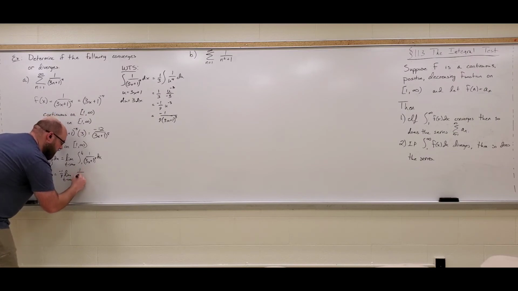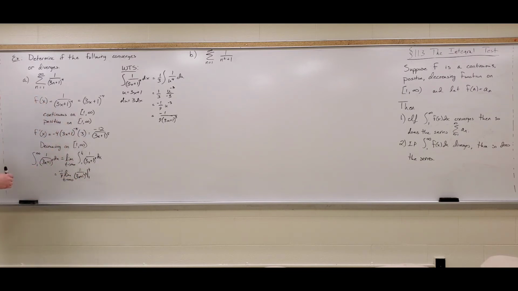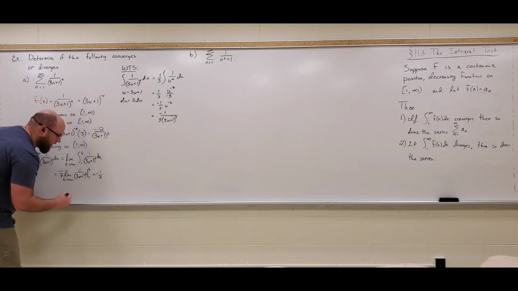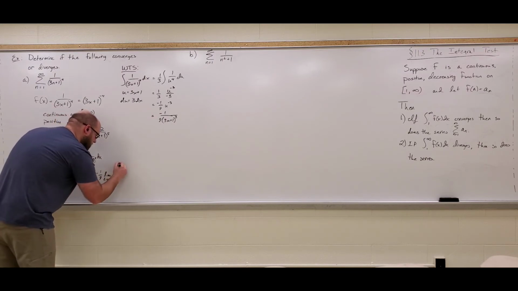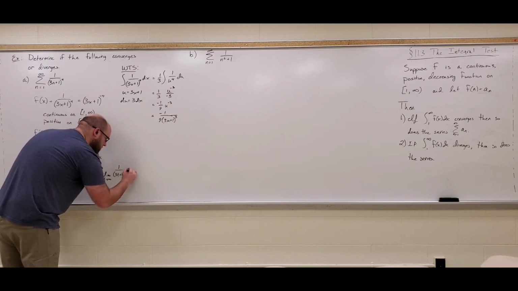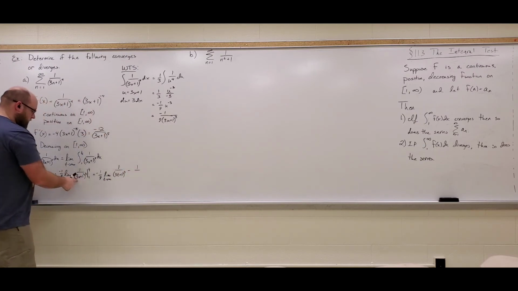1 over 3x plus 1, the quantity cubed, evaluated from 1 to t. Okay, plug in our values. Make sure to bring that -1/9 out in front still. We're going to get the limit as t approaches infinity of 1 over 3t plus 1, the quantity cubed, minus 1 over, well, 3 times 1 is 3 plus 1 is 4.